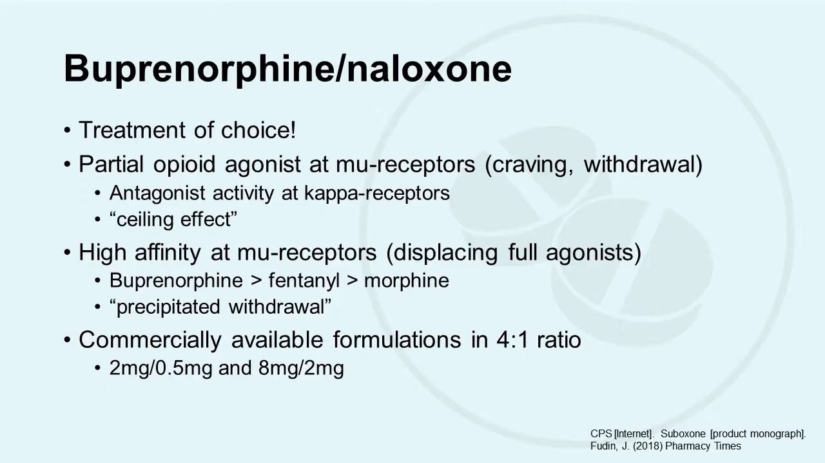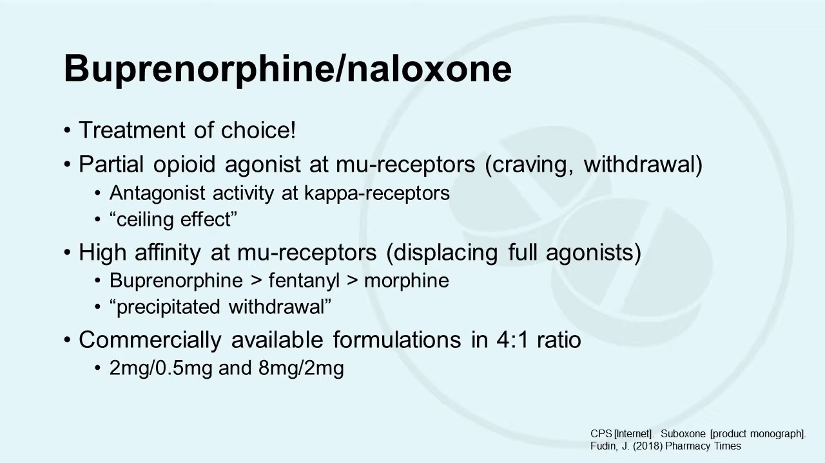The combination of buprenorphine and naloxone is currently the treatment of choice. There is a minimal risk of diversion, a smaller risk of respiratory depression, and it will compete with other opioids for binding at the mu opioid receptor. Unlike methadone, buprenorphine is a partial mu opioid agonist. The partial activation of the receptor is sufficient to reduce craving and withdrawal without full activation. This results in the ceiling effect.